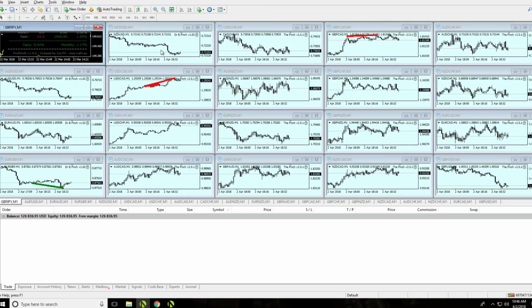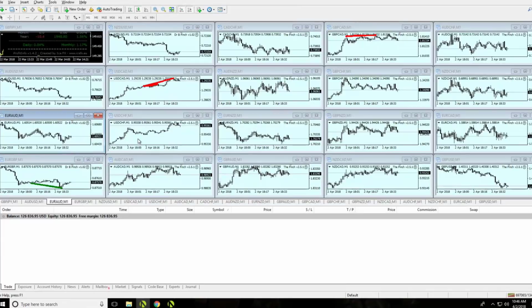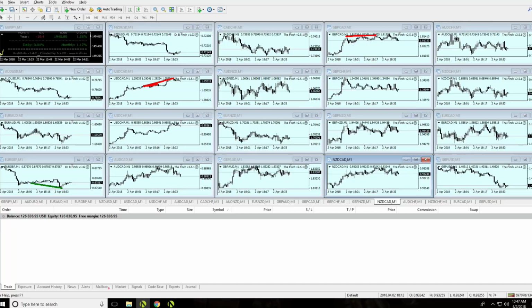New Zealand dollar US dollar, CAD Swiss, pound Canadian, Australian dollar Swiss franc, Australian dollar US dollar, Canadian dollar, Australian dollar New Zealand dollar, pound Swiss, New Zealand Swiss, euro Australian dollar, Swiss, euro New Zealand, pound New Zealand, euro CAD, euro pound, Australian dollar Canadian dollar, British pound Australian dollar, New Zealand dollar Canadian dollar, and pound dollar. No Japanese yen pairs, not at least this month, maybe next month. Those are all the pairs I'm running. It's 4, 8, 12, 16, 19.